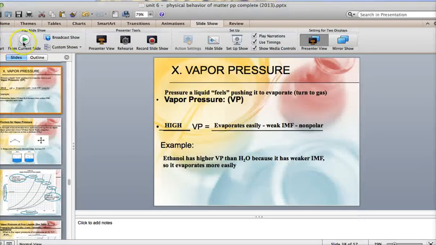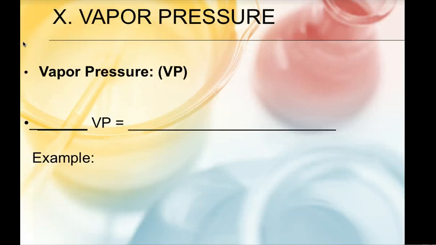Alright, so what we're looking at here is Unit 6, Lesson 10. For this lesson, you're going to need to look at one of your reference tables. It is the table on vapor pressure. So what exactly is vapor pressure?